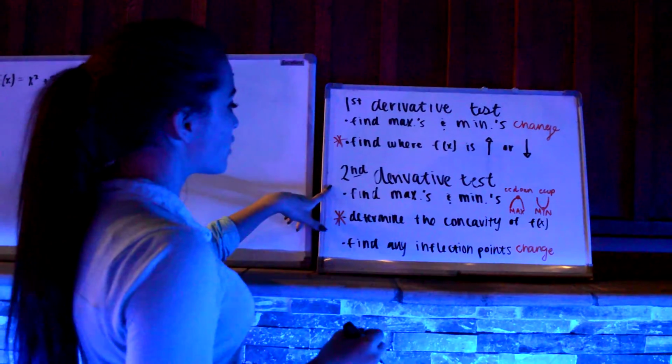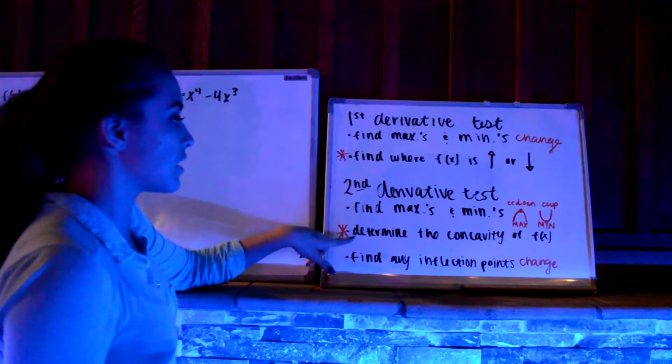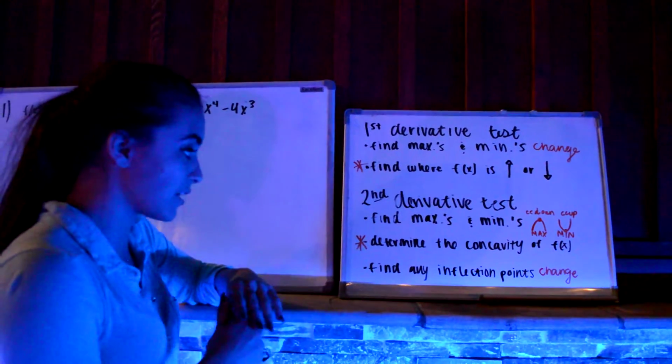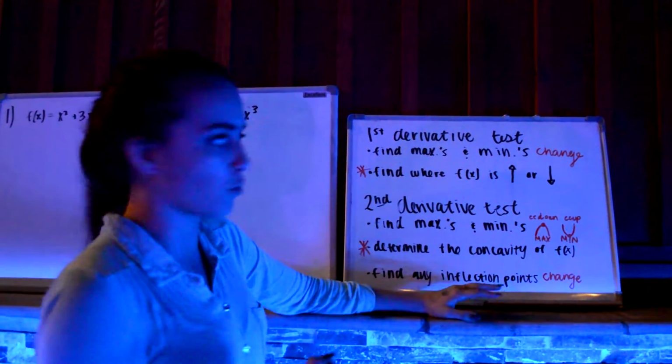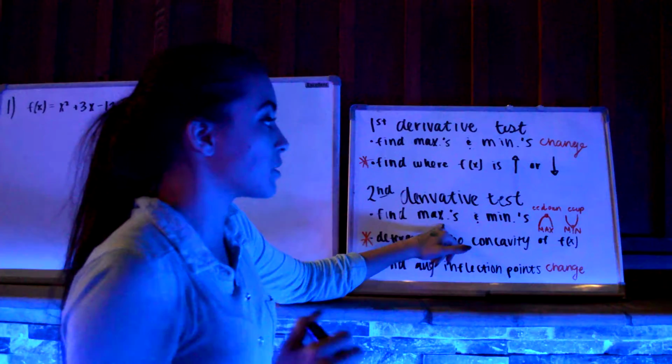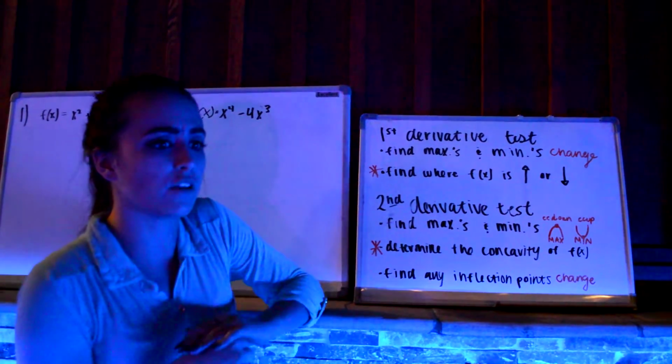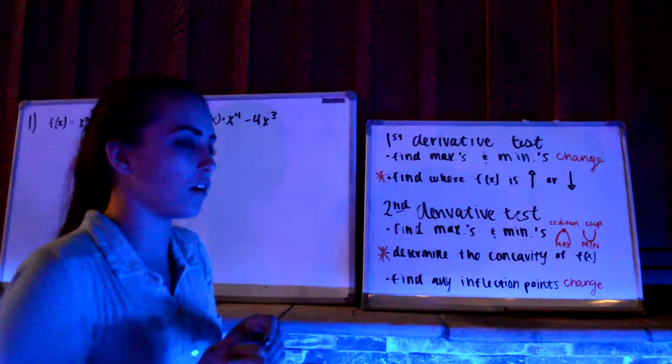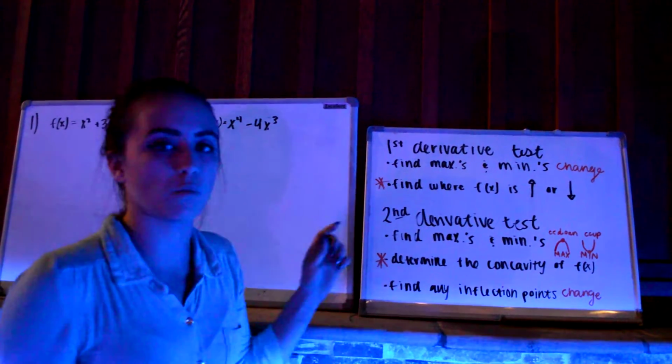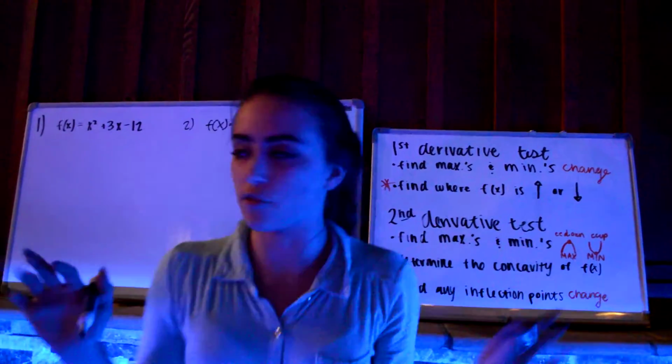And then the second derivative test, the number one thing it does is determine the concavity of f of x and where it changes, and that's inflection points. It can also tell you where maximums and minimums are, but it's kind of iffy, and there are certain points where it doesn't work. But if it doesn't work, no problem. We have the first derivative test, and that never fails.